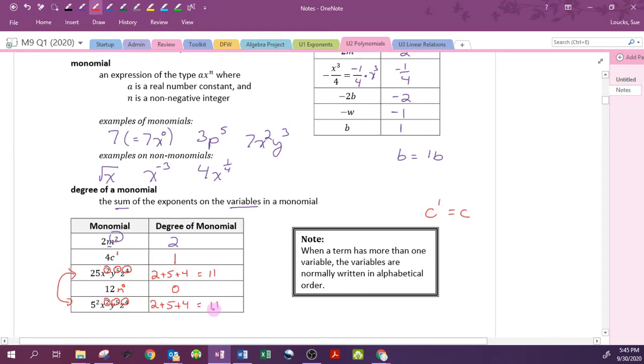Okay, so remember, this is worth writing down. Remember, we only care about exponents on variables.